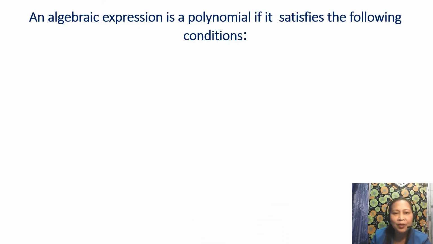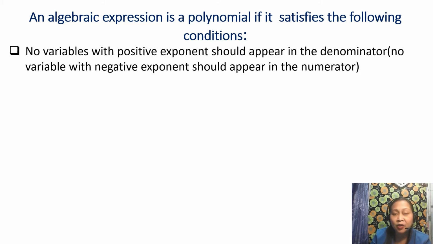Now let us review what is a polynomial. An algebraic expression is a polynomial if it satisfies the following conditions. No variables with positive exponents should appear in the denominator. No variable with negative exponents should appear in the numerator. For example, 2 over x plus 4. Is this a polynomial or not a polynomial, class?